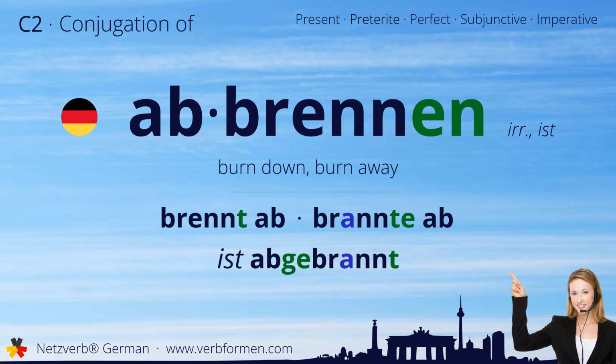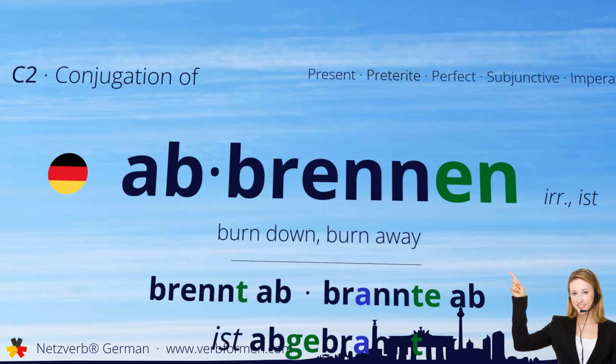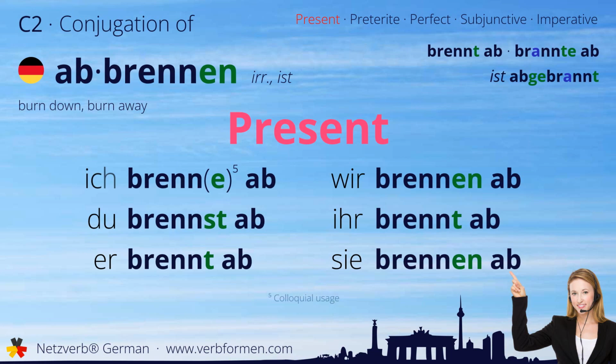Now let's move on to the tenses. First, we'll take a look at the present tense. Ich brenne ab. Du brennst ab. Brennt ab. Wir brennen ab. Ihr brennt ab. Sie brennen ab.